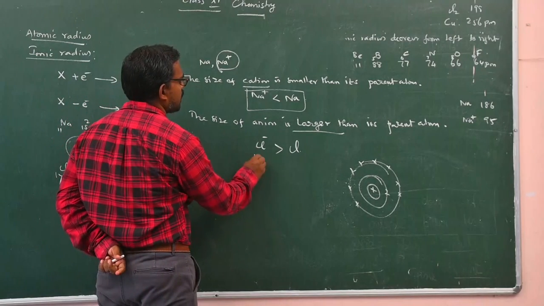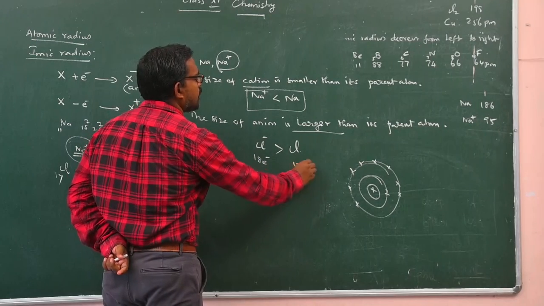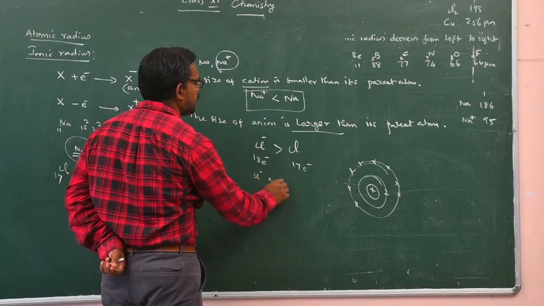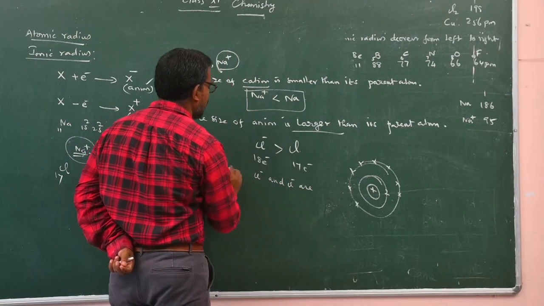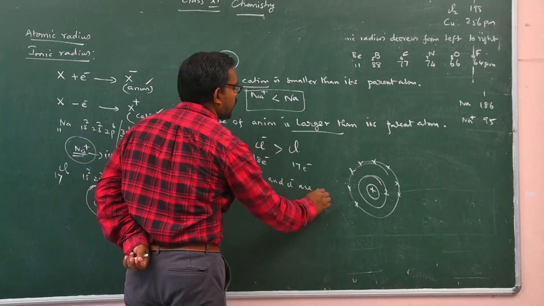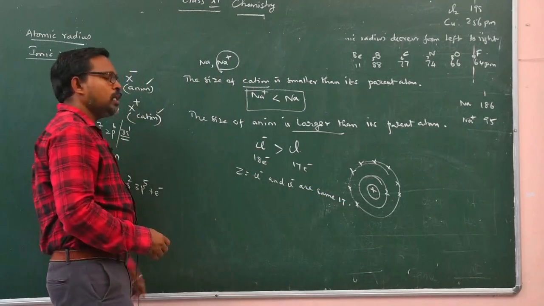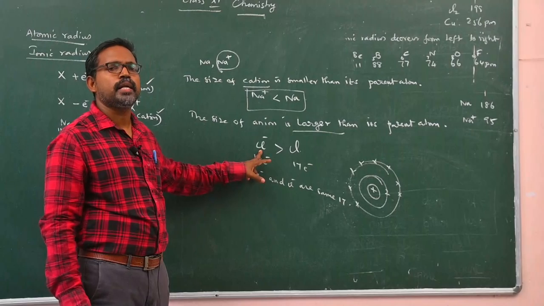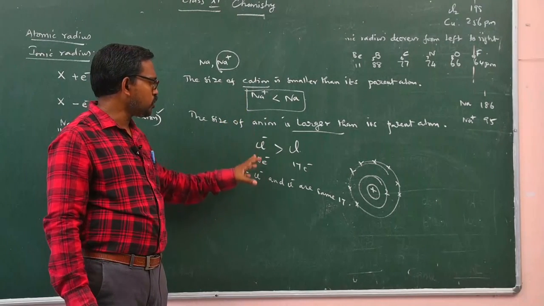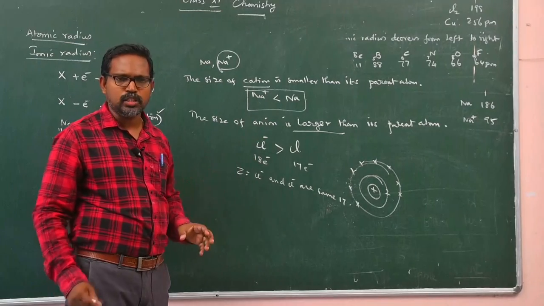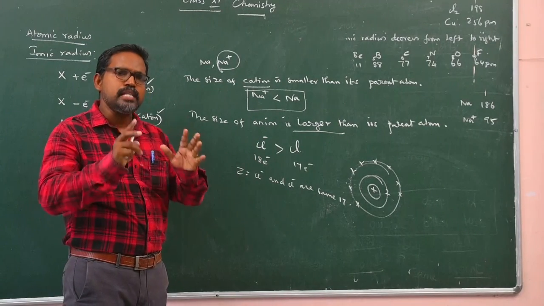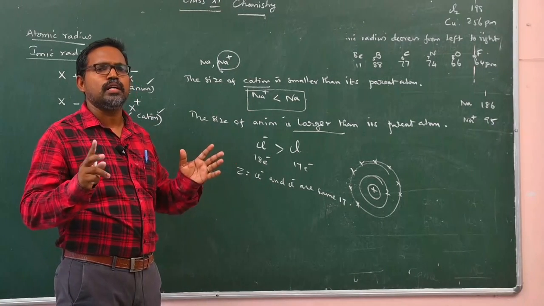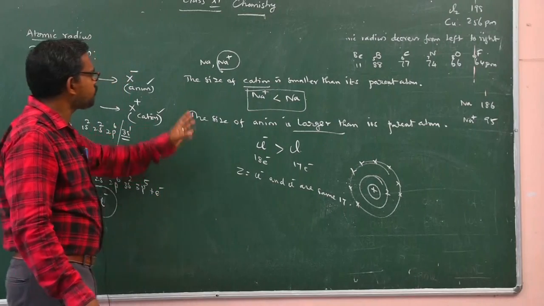Cl minus consists of 18 electrons. Chlorine consists of 17 electrons. But the nuclear charge Z of both Cl minus and Cl are the same, that is 17. Therefore, the electrostatic force of attraction between the nucleus and the valence shell electron decides the size of an atom.